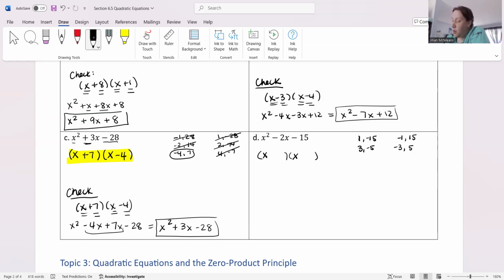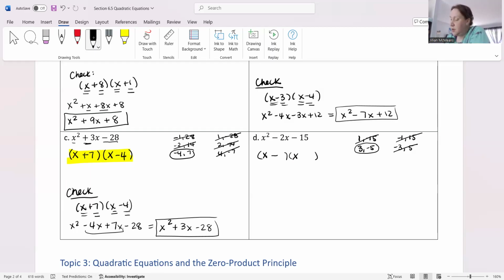So 1 plus -15 is -14. That doesn't work. -1 plus 15 is +14. That doesn't work. -3 plus 5 is 2. So that's close, but it's the wrong sign. We need -2. So finally, we get 3 plus -5, and those add up correctly. So that's the sweet spot. All right. So 3 times -5 is -15, and 3 plus -5, that's our -2.